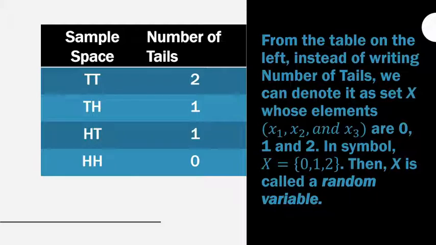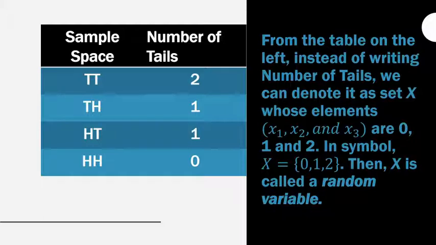For the first outcome, there are two tails, so we have 2. Second outcome, we have 1. Third outcome, we have 1. And for the fourth outcome, since it does not contain a tail, the value is 0.